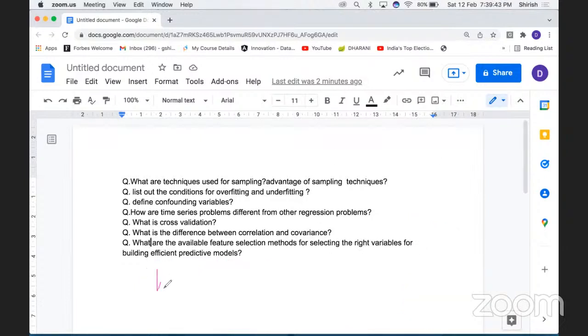Then come the wrapper methods. These methods need some method to search greedily on all the possible feature subsets. You need to assess their quality by learning and evaluating a classifier with the features. So the selection technique is built upon the machine learning algorithm on which the given data set needs to fit. There are three types of wrapper methods here. One is forward selection.